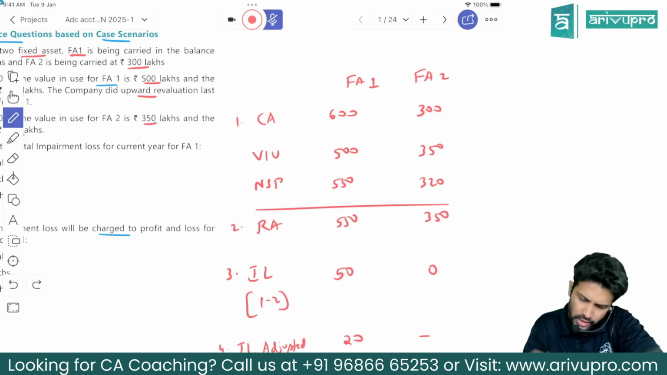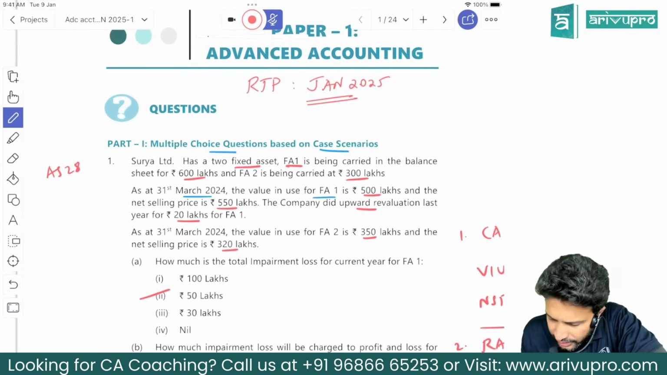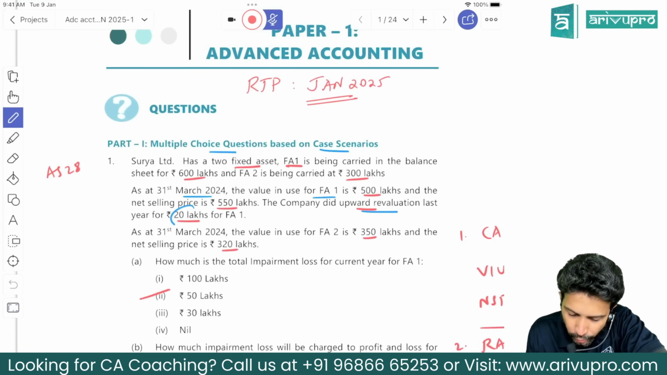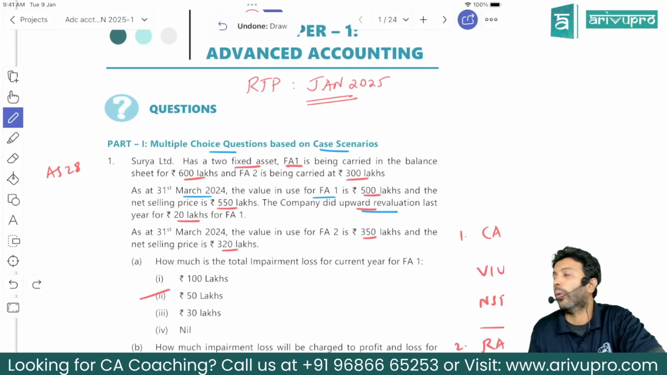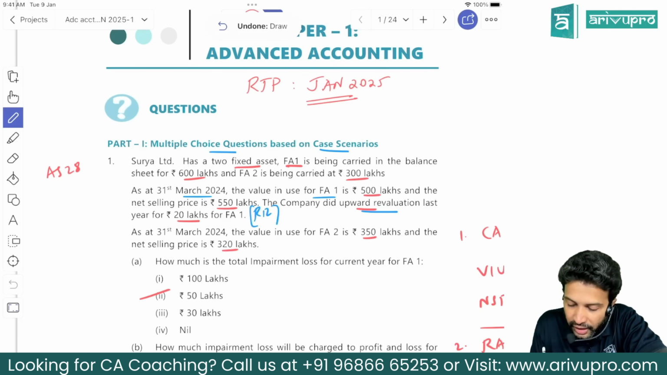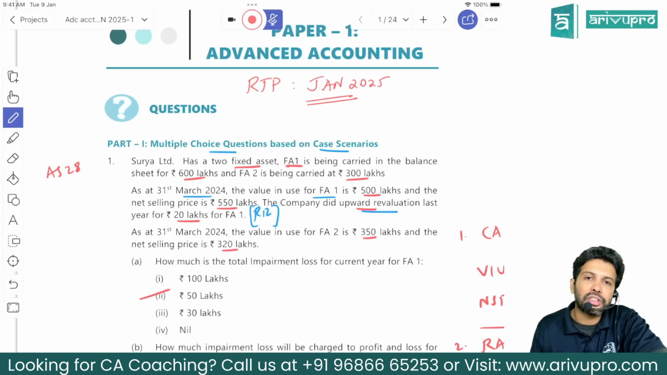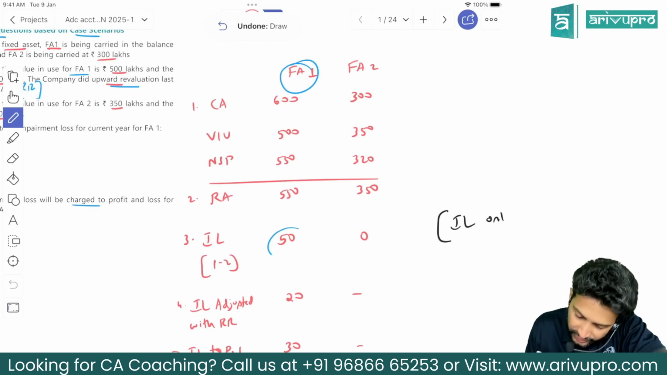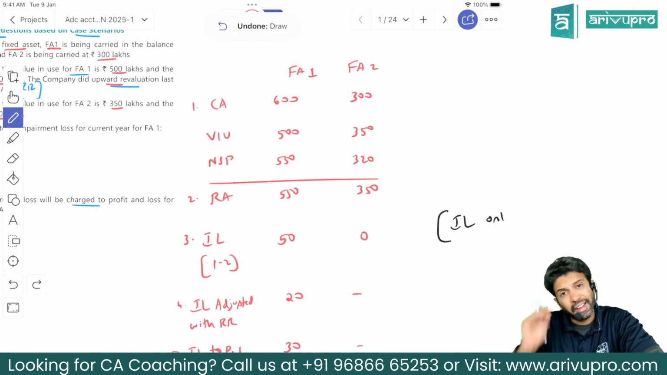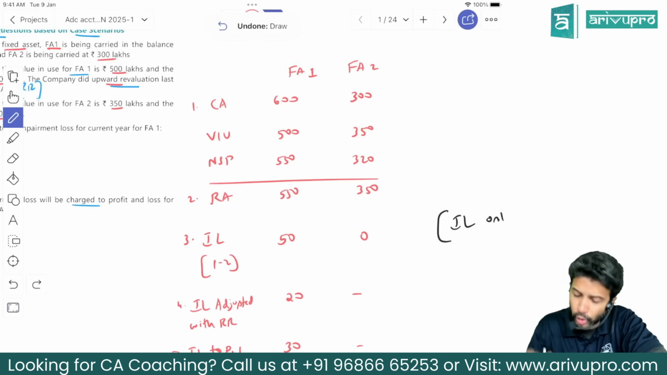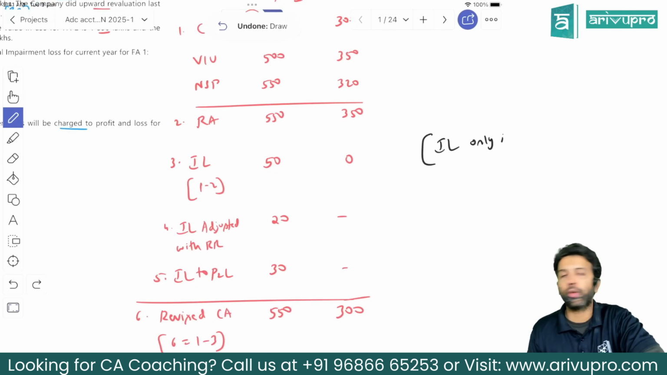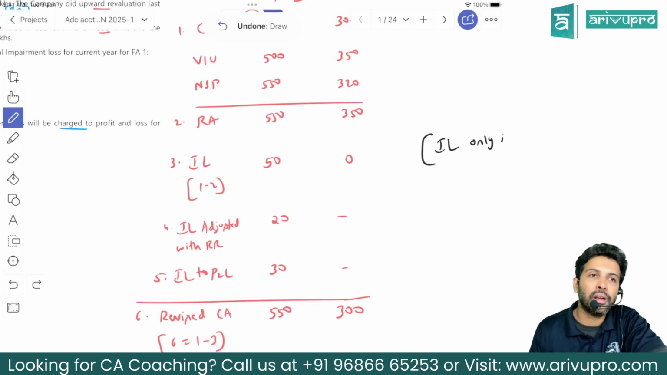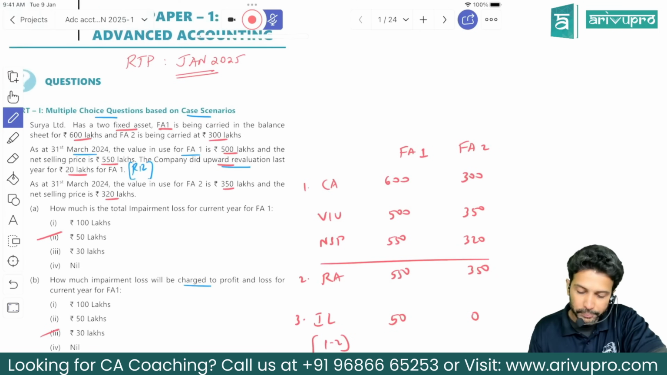All this we have learned. Check, have they given any information? The company did an upward revaluation of 20 lakh rupees for FA1. That means FA1 has RR, revaluation reserve. How much is it? 20 lakh. So is FA1 impaired? Yes. By how much? 50. Will you transfer the entire 50 to P&L? No. Of this 50, how much will you adjust with RR? 20 lakh. The balance 30 lakh impairment loss only you will transfer to the P&L account. Done, people? So that is what with respect to FA1. Done?